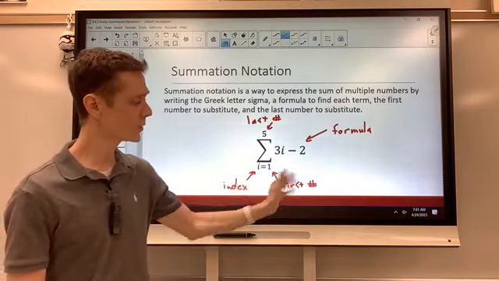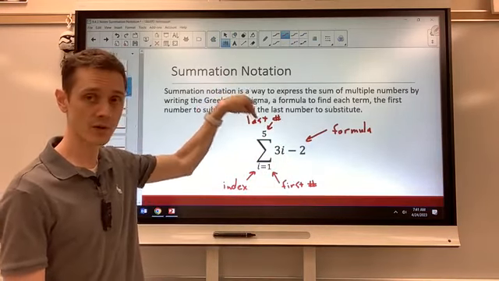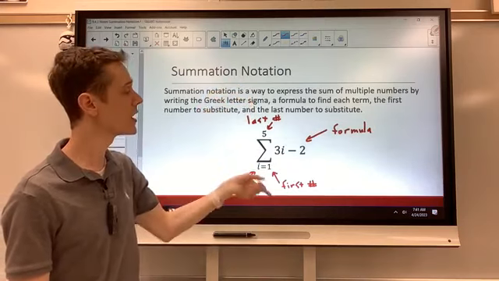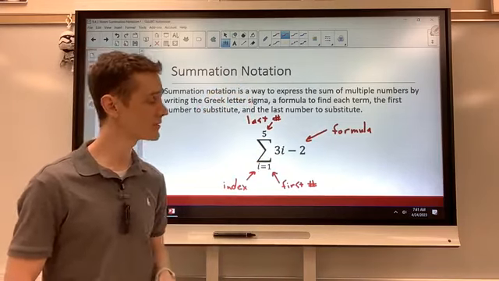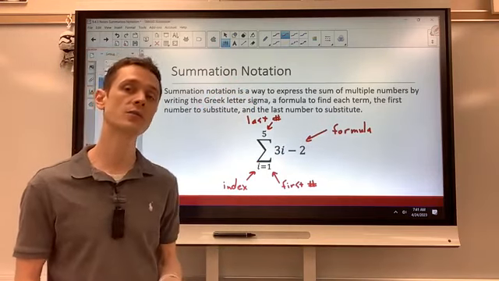So this is the first number you plug in, and then you keep plugging in all the integers greater than that until you hit this top number. This is the last number that you plug in. So you would stop when you plug in 5 for the i value. And then since this is still dealing with series, we would add all of those individual terms together.